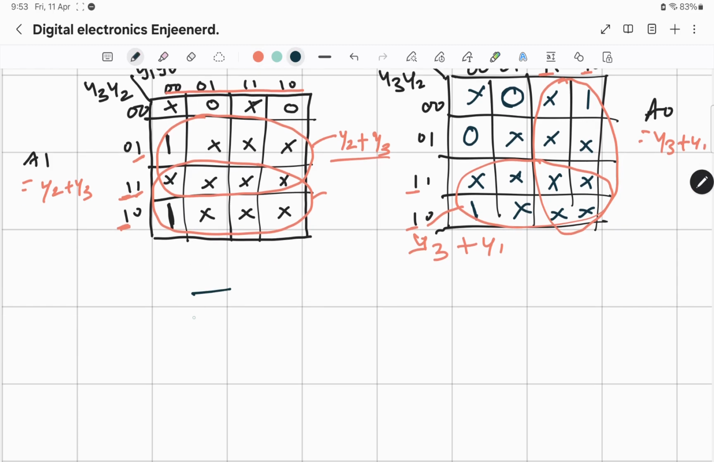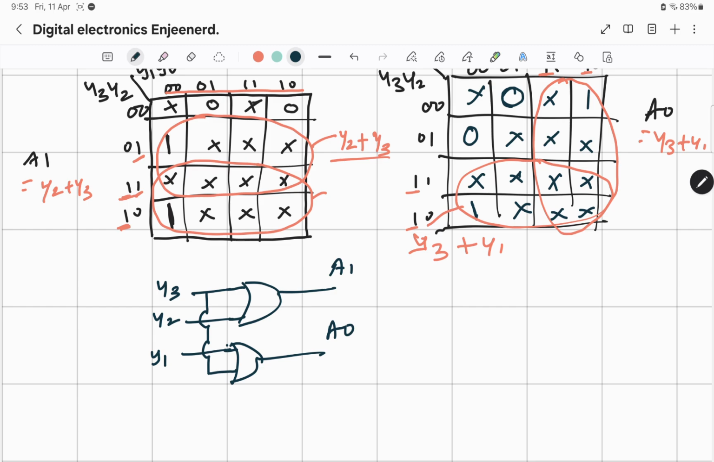So I have y3, y2, y1. y3 and y2 into an OR gate will give you a1, and y1 and y3 in an OR gate will give you a0. So this is your encoder circuit, which is having 2 OR gates.